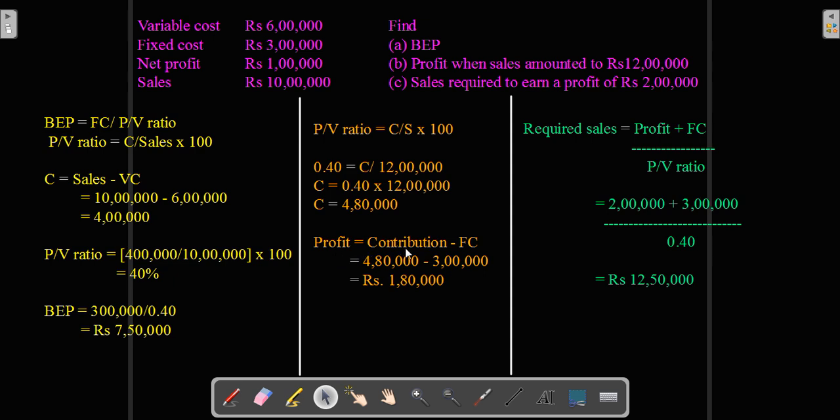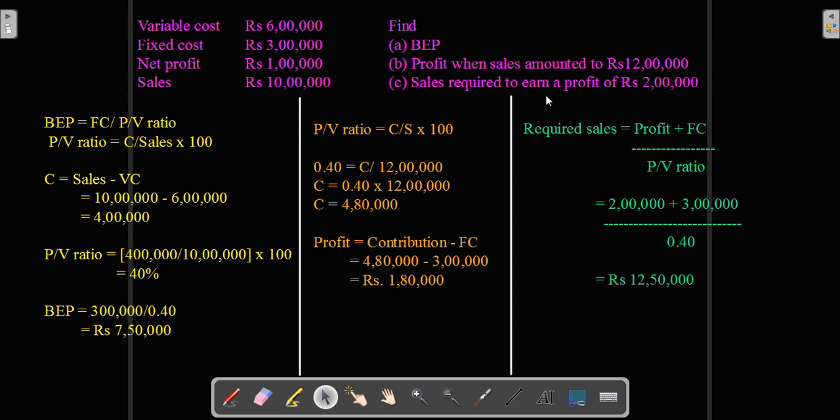Now you substitute it in the formula. Profit is equal to contribution minus fixed cost. Contribution is 4,80,000 minus fixed cost 3 lakhs. So the profit is 1,80,000 when sales amounts to 12 lakhs.